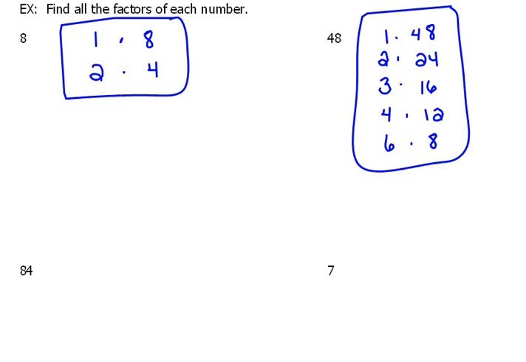Let's do another one pretty quickly here. This one is 84, so we think that this has a lot more factors. So again, we're going to start with 1. 1 times 84, and then 2. Well, 2 times 42 is 84. We can go to 3. 3 times 28 is 84. And then we go to 4. 4 times 21 is 84. And then we go to 5. 5 will not go into 84. What about 6? 6 times 14 is 84.